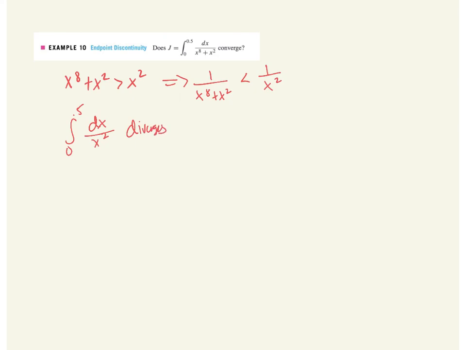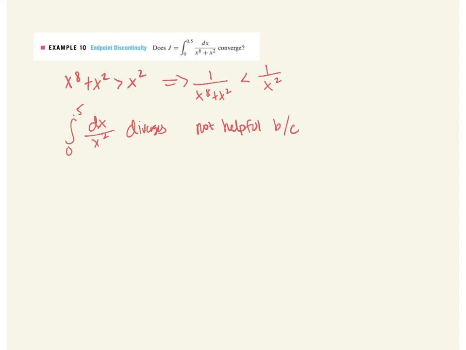Okay, this last example ends up going in the other direction. So let's take a look at this. Does J equal the integral from 0 to 0.5 dx over x to the 8th plus x squared? Does it converge or does it end up diverging? So similar logic, right? x to the 8th plus x squared is going to be greater than x squared. And therefore, 1 over x to the 8th plus x squared is less than 1 over x squared. But from 0 to 0.5, dx over x squared diverges based on the table.